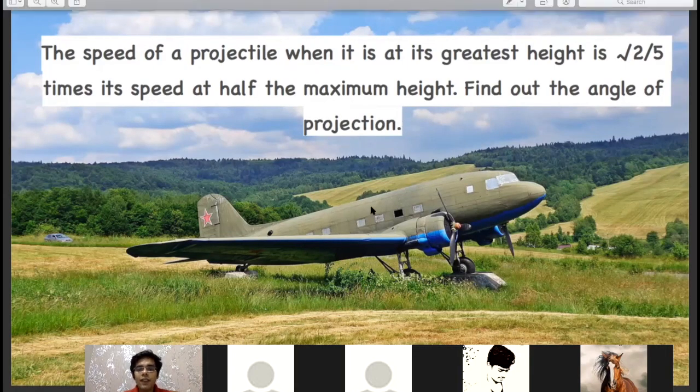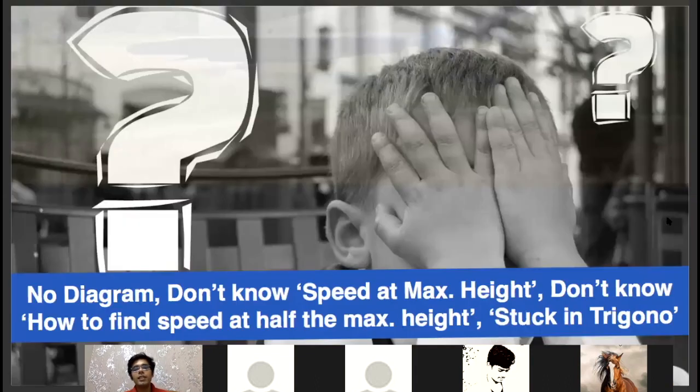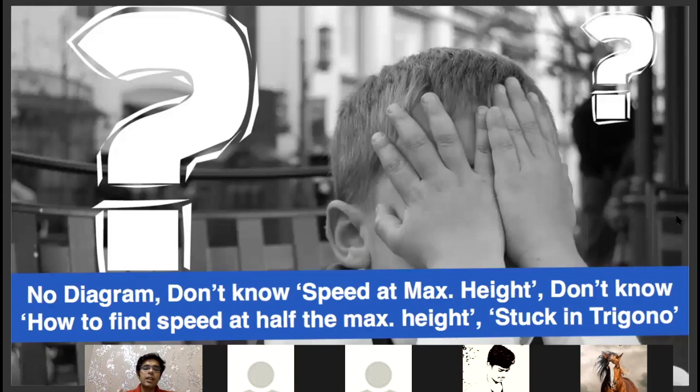Yes. So now I will tell you the mistakes that average students and below average students make. First of all, average, below average students don't make a diagram. Since a diagram is not given in the question, they will not create a diagram themselves. And if they will not create a diagram themselves, they might not remember what is the speed at maximum height. They might find it difficult to remember what is the speed at maximum height.